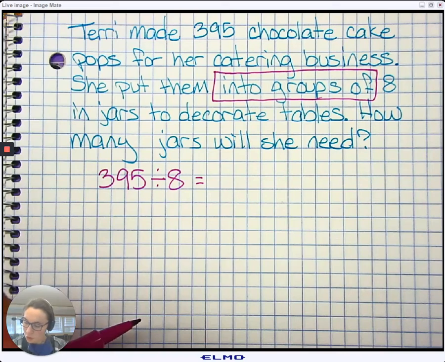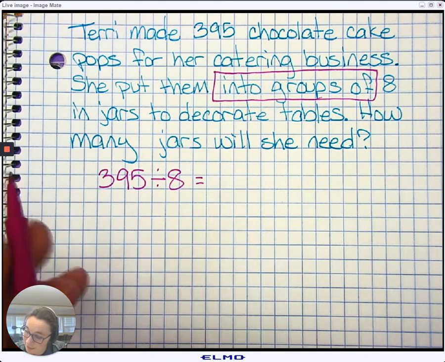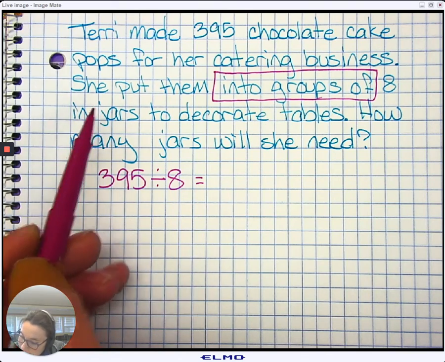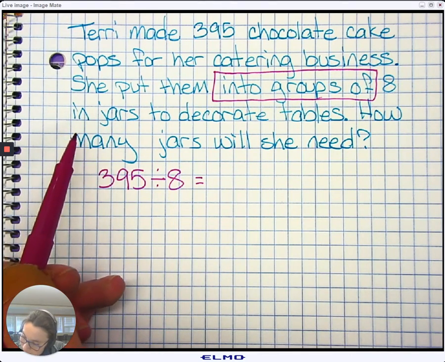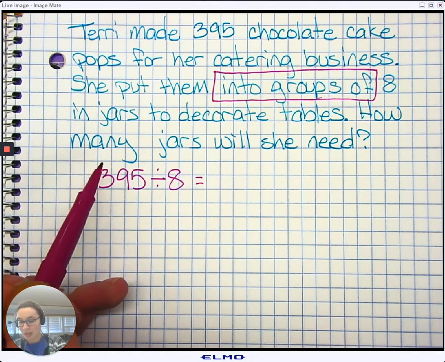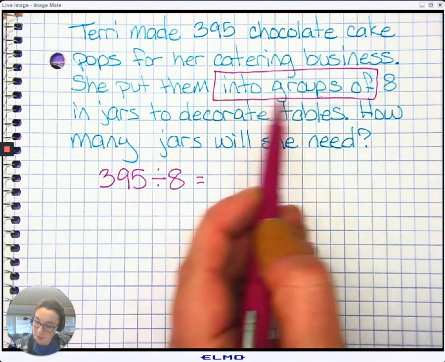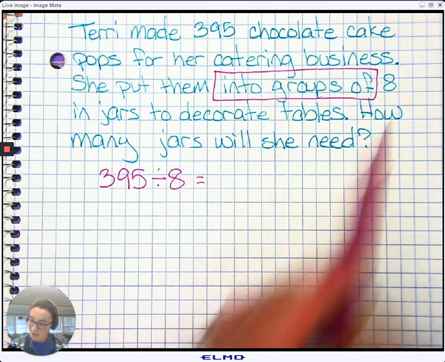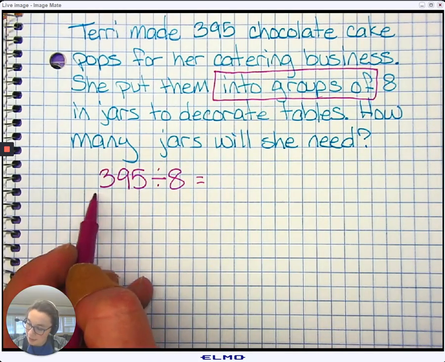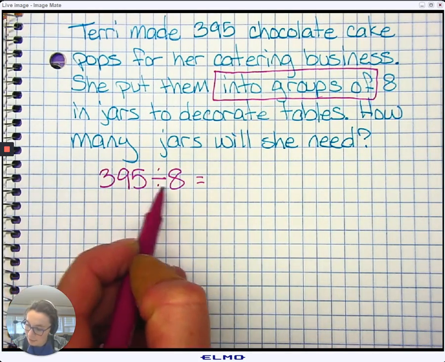We're in lesson 2.3. We're doing example 2, and we're talking about our friend Terry, who made 395 chocolate cake pops, specifically for her catering business. She put them into groups of 8 in jars to decorate tables. How many jars will she need? Now we know this is a division problem because of this phrase here, "into groups of." This is a division key phrase, and we are writing it like this: 395 divided by 8.